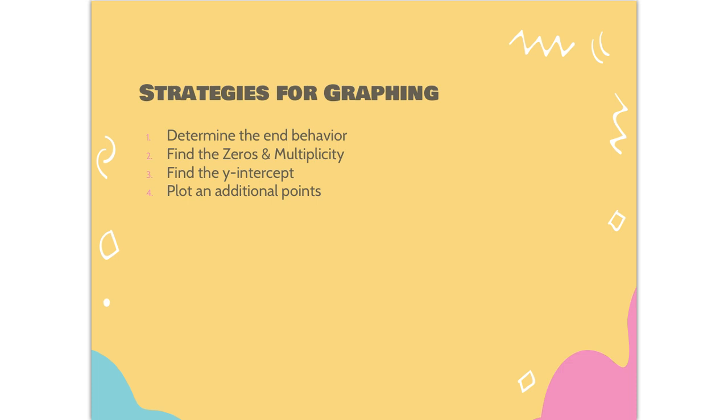So again, if I'm graphing, I'm going to do what we just did. I'm going to determine the end behavior, right? I'm going to find my zeros and my multiplicity. I'm going to find the y-intercept like I showed you. And plotting additional points is going to help me figure out how high or how low I'm going to go in between those zeros and intercept.